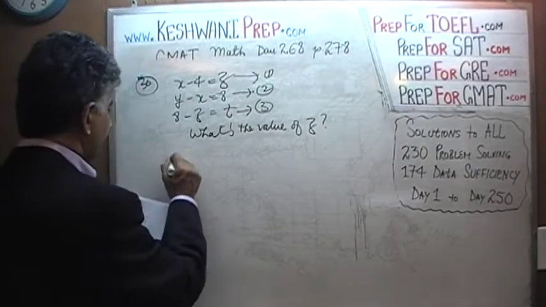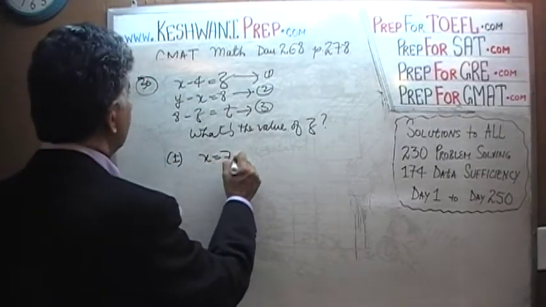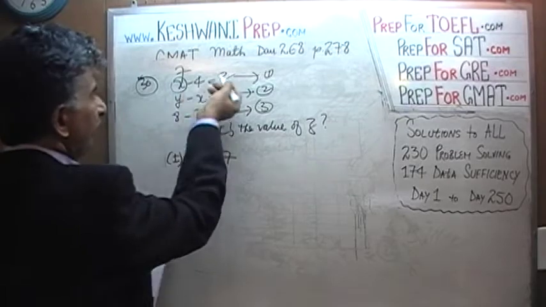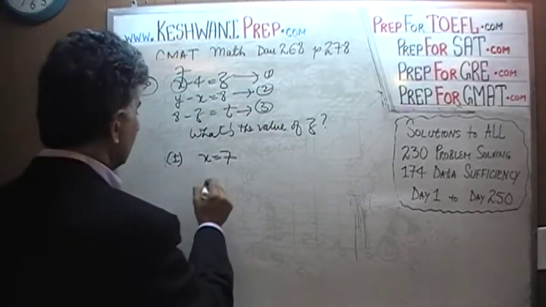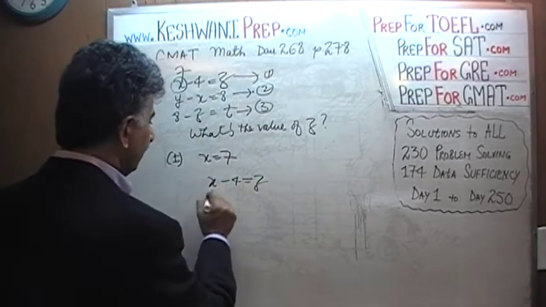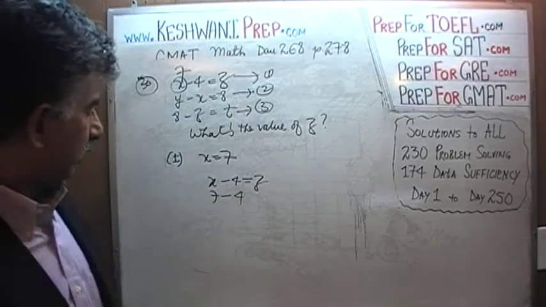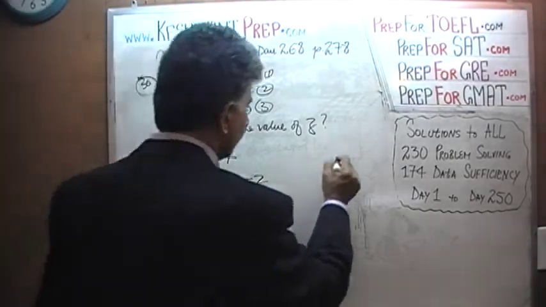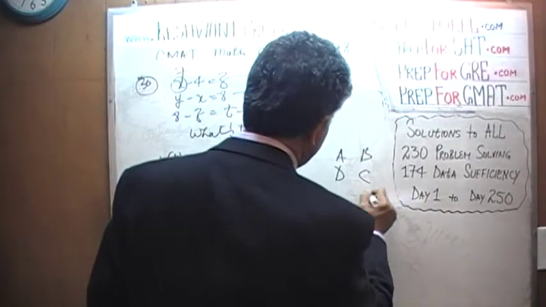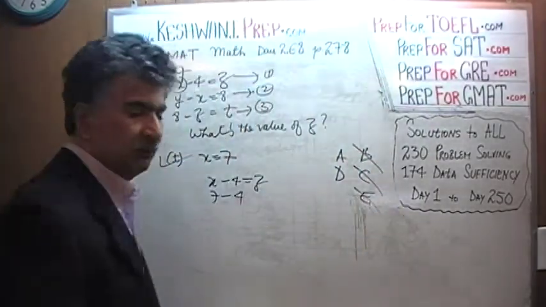The first statement tells us that x is 7. Well, if x is 7, then x minus 4 equals z is just 7 minus 4. The first statement by itself is enough. The answer cannot be B, C, or E.